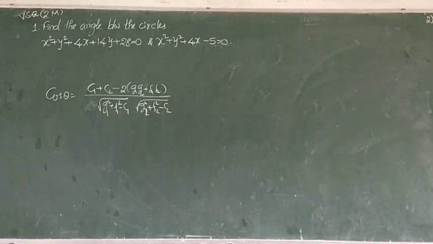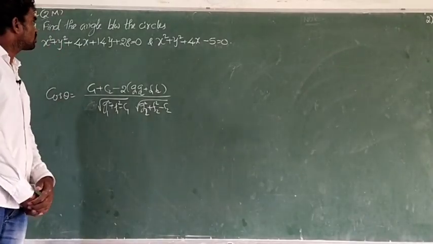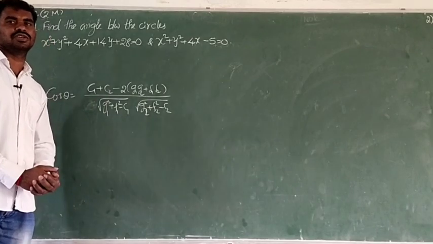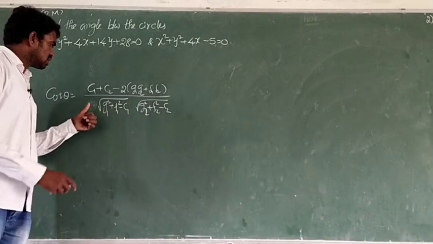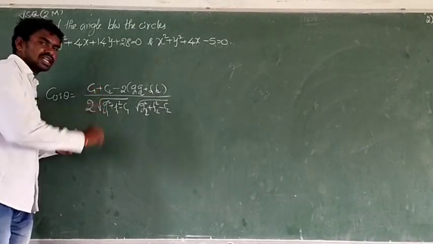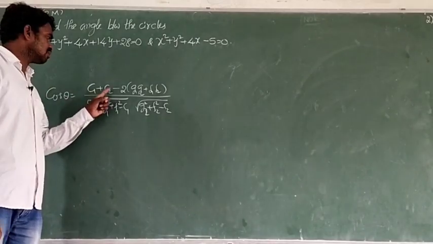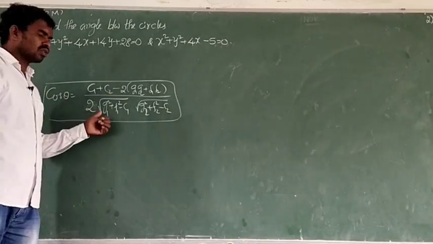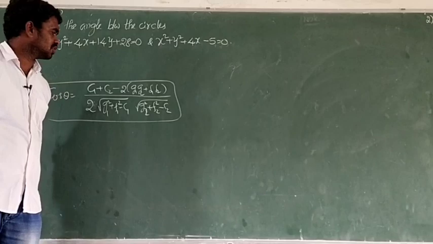Okay, first question. Find the angle between the circles x square plus y square plus 4x plus 14y plus 28 equal 0 and x square plus y square plus 4x minus 5 equal 0. Sorry, here in the formula I did small mistake. 2 is there in the formula, so please write down 2 also in that formula. C1 plus everything is same. 2 into root of g1 square plus f1 square minus c1, 2 into root of g2 square plus f2 square minus c2. That is the formula.